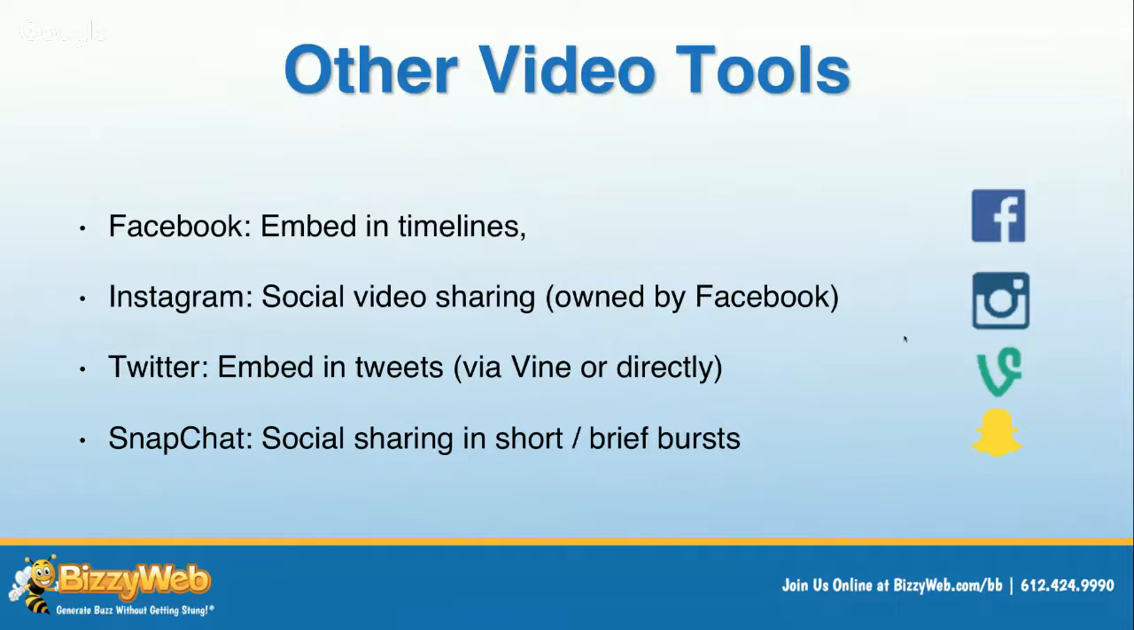With Instagram, you can do social video sharing, and it's owned by Facebook, so it connects in very well with Facebook's tools. Twitter allows you to embed tweets or embed videos in tweets, and you can do that via Vine or directly inside of Twitter now. Snapchat allows social sharing in short, brief bursts in the stories of Twitter.